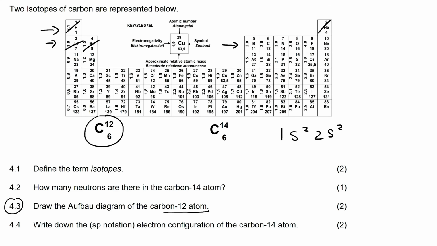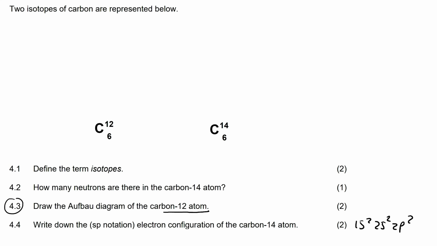And then you're going to enter still into row 2, but now you're entering the P block, which is this part. And we're going to go 1, 2 things over there. So that over there is the electron configuration. Now we can go do the Aufbau diagram.